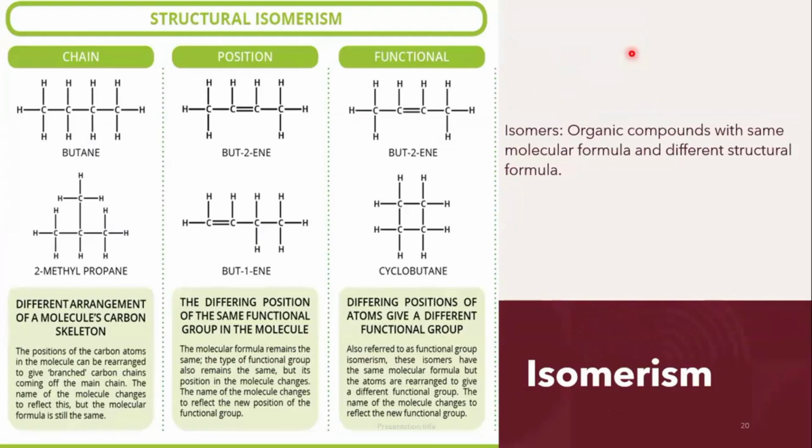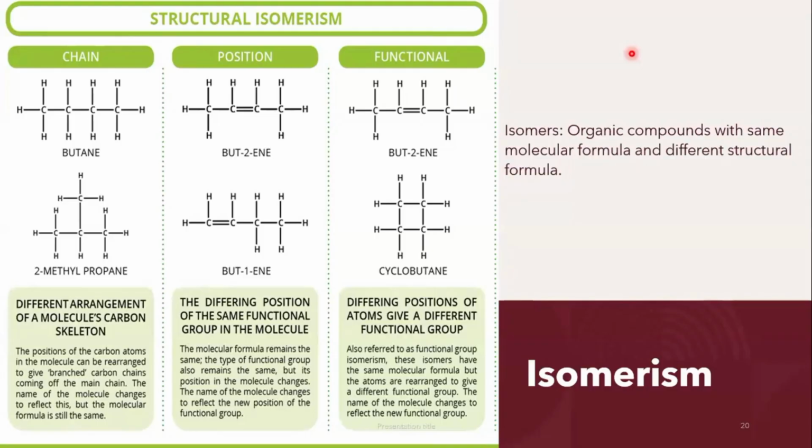When we talk about isomers, first of all, let's define what isomers are. Isomers are compounds that have the same molecular formula, but different structural formulas. Molecular formula means that they will have the same number of carbon atoms, hydrogen atoms, oxygen atoms, nitrogen atoms, sulfur atoms, whatever atoms. They will have the same number of atoms. That means they have the same molecular formula. But when you draw their structure, the structure will be different.